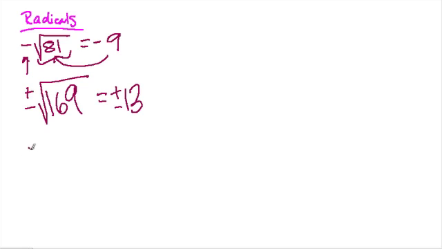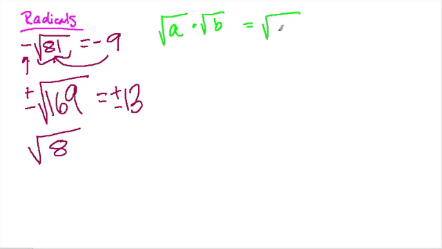Then we get to problems for square roots that are not perfect squares. The strategy and the idea here goes back to a fundamental idea in radicals, which I discuss in other videos. It's just that the square root of a times the square root of b equals the square root of a times b. And we're going to start here and work backwards.